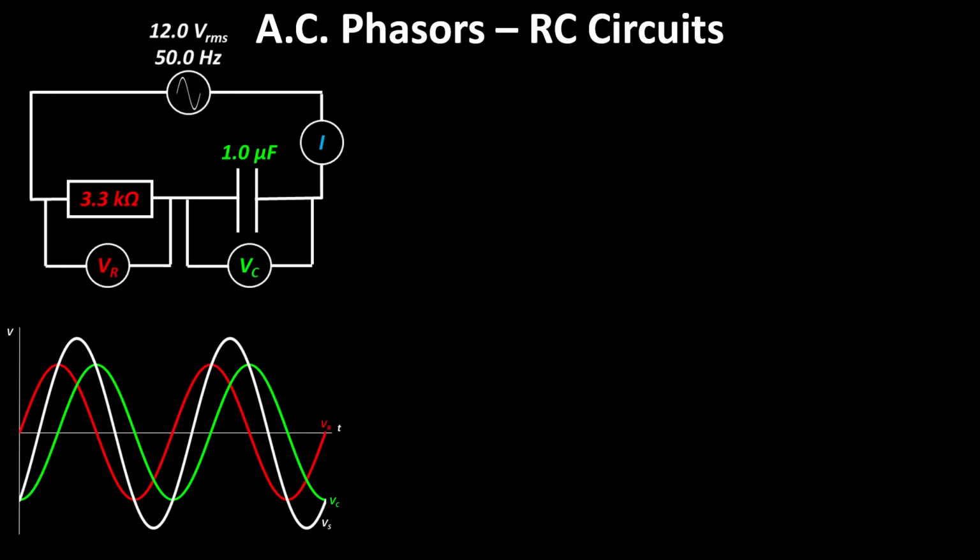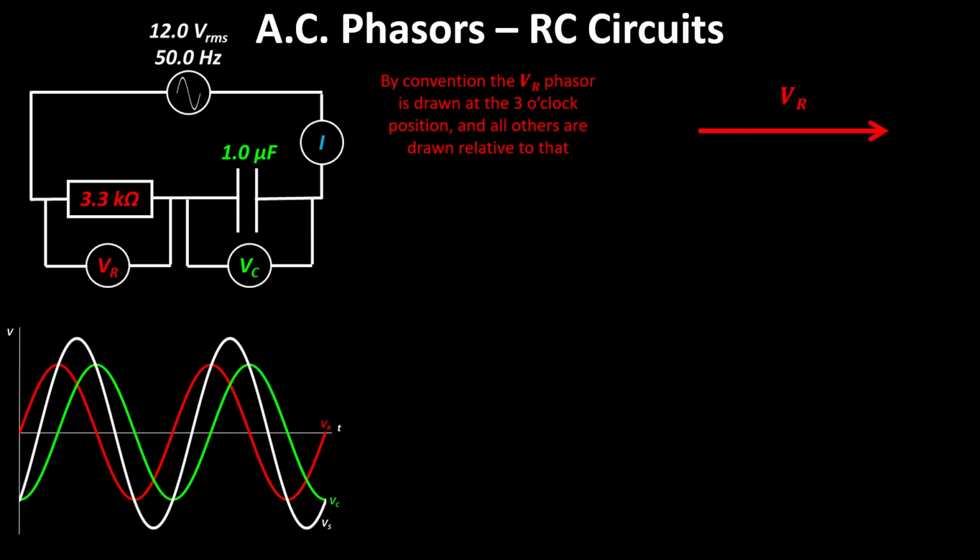So if we take that same circuit, which had the graph we were just looking at, and draw this as a phasor rather than a series of sine curves. Now, by convention, the VR phasor, the resistor voltage, we draw at the 3 o'clock position, and we draw everything else relative to that. It will be rotating anticlockwise with an angular velocity given by 2 pi f.